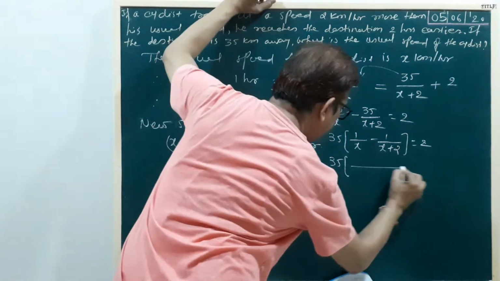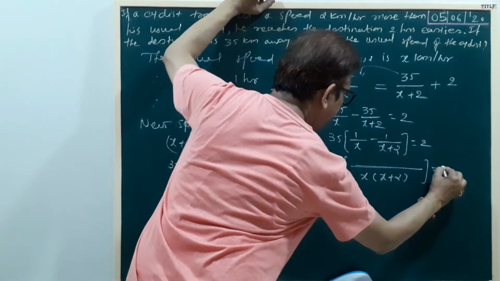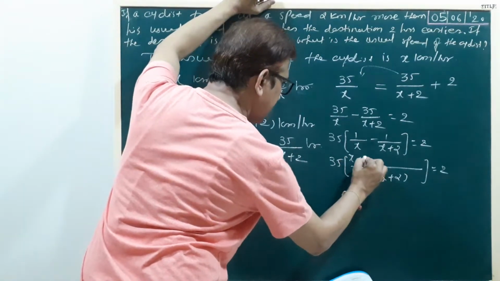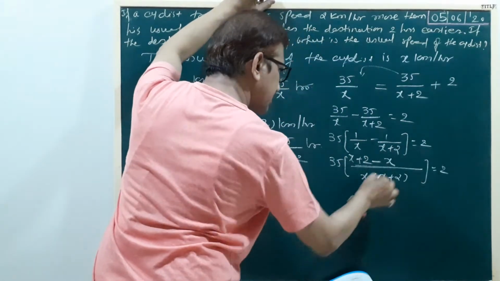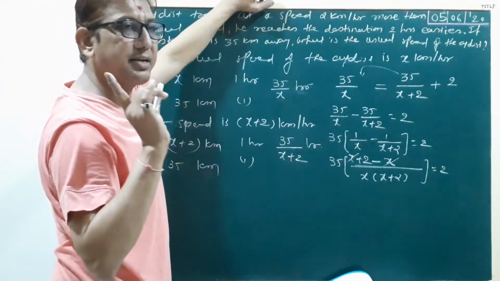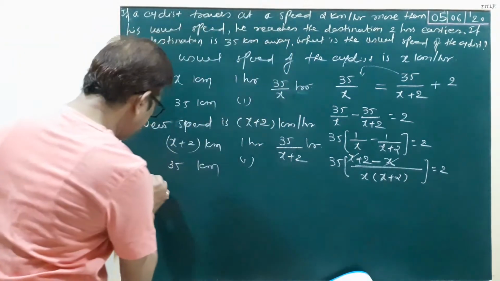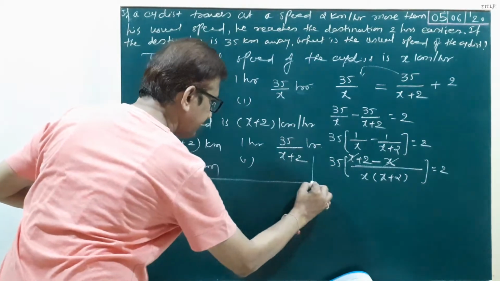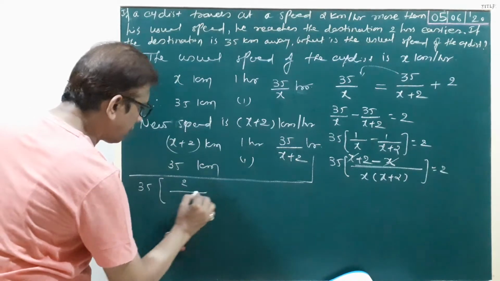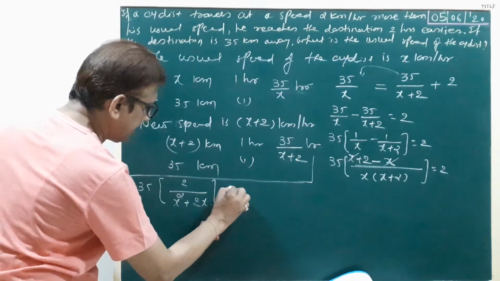Now for 35, we take the LCM, x into x plus 2. Here minus sign. Now cross multiplication: x plus 2 and here x. The x always cancels, that means our sum is right. Clear? Now the remaining term we write here: 35 times 2 upon the bracket x square plus 2x equals 2.